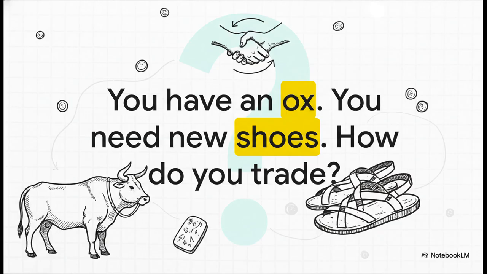Your most valuable thing in the world is a big, strong ox. But your shoes are completely worn out. They've got holes in them. So how do you do it? How do you possibly trade a whole living ox for just one pair of shoes? That simple little puzzle, well, that's the reason money was invented in the first place.